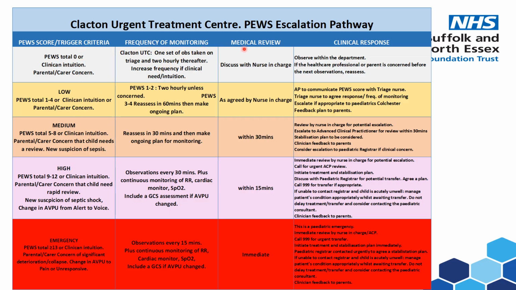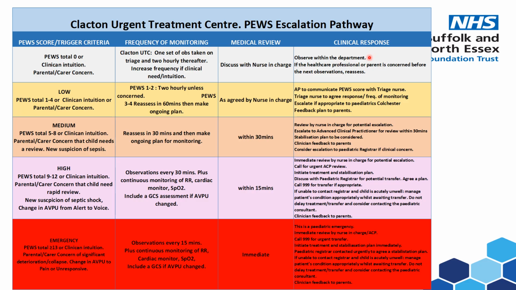You've then got a column of how frequently you're going to be monitoring that child based on these parameters. The next one is, if they did need a medical review, how quickly we'd expect that medical review, so the ACPs coming to see the child. And then this is the clinical response, what we would like to see happen for those children that sit in those domains. So for example, this child has a PEWS of 0. We're going to do one set of obs on triage, and then we're going to do them 2 hourly thereafter. We might choose to discuss with the nurse in charge if we're concerned at all about this child. We're going to observe the child in the department, and if the healthcare professional or the parent is concerned before the next set of observations, then we will reassess that child.